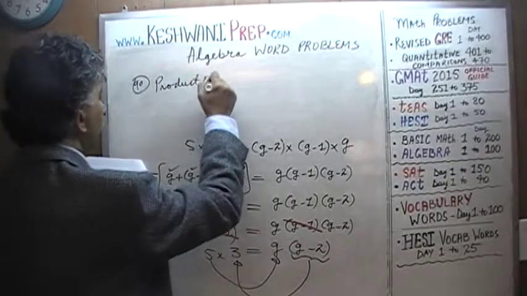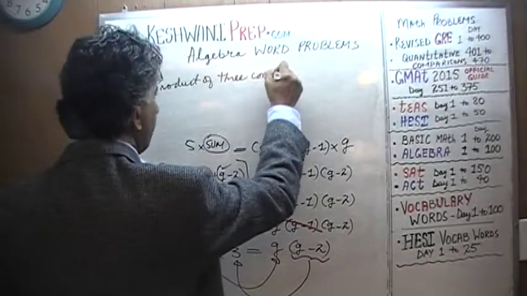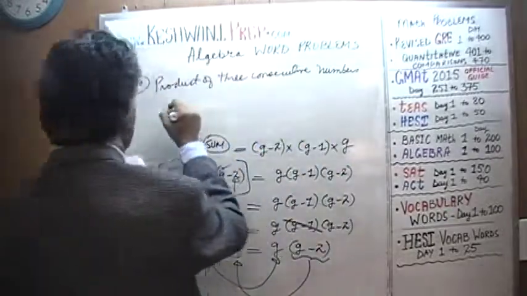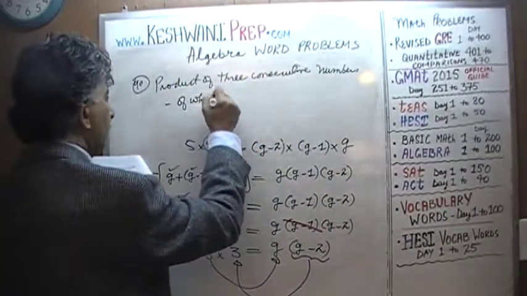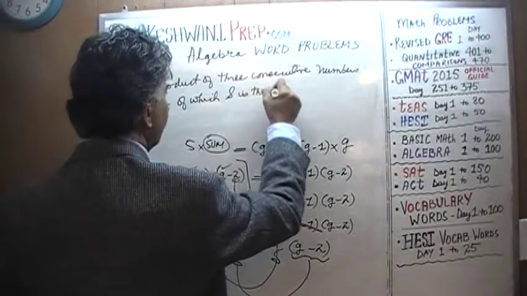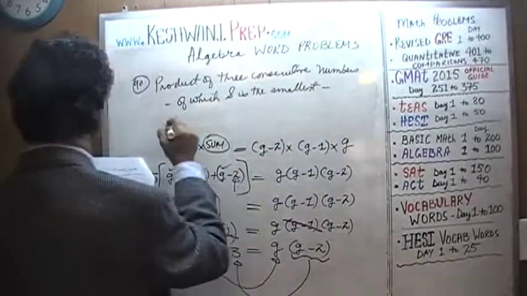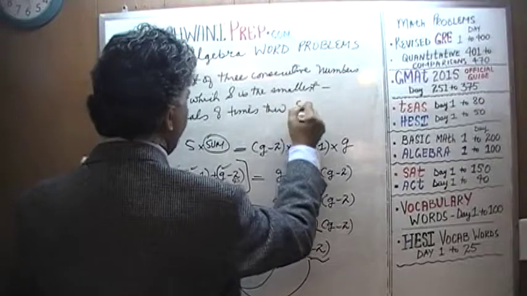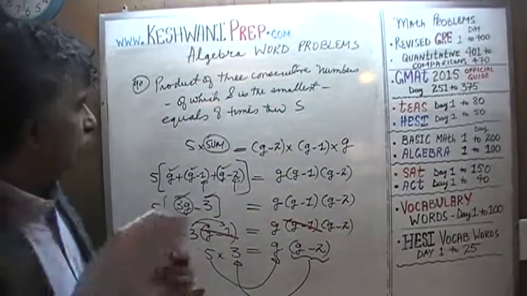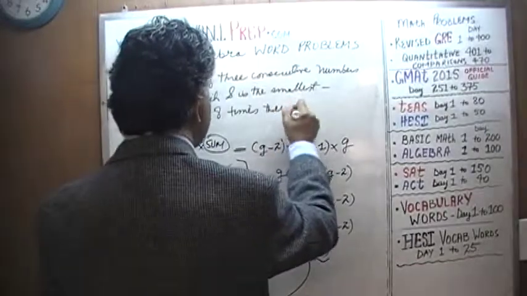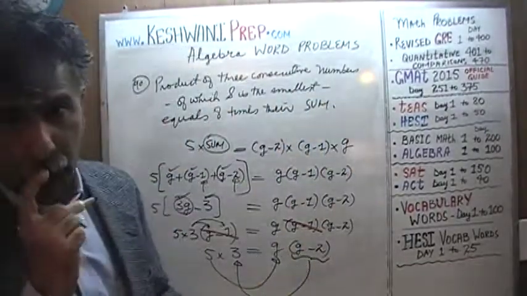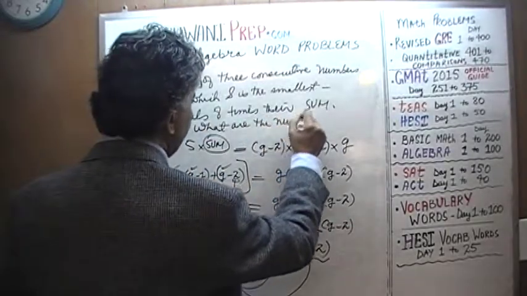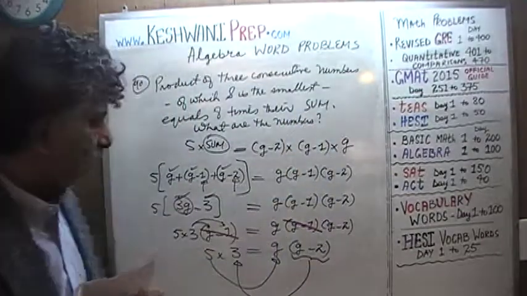Product of three consecutive numbers, of which S is the smallest, equals 8 times their sum. You do the problem yourself first. You do it yourself, okay? What are the numbers? Pause the video and do it yourself.